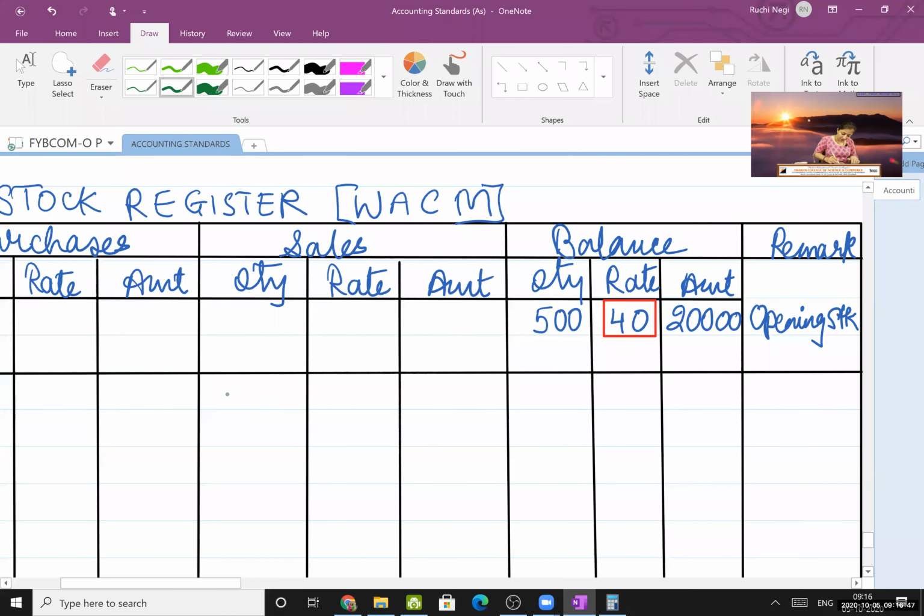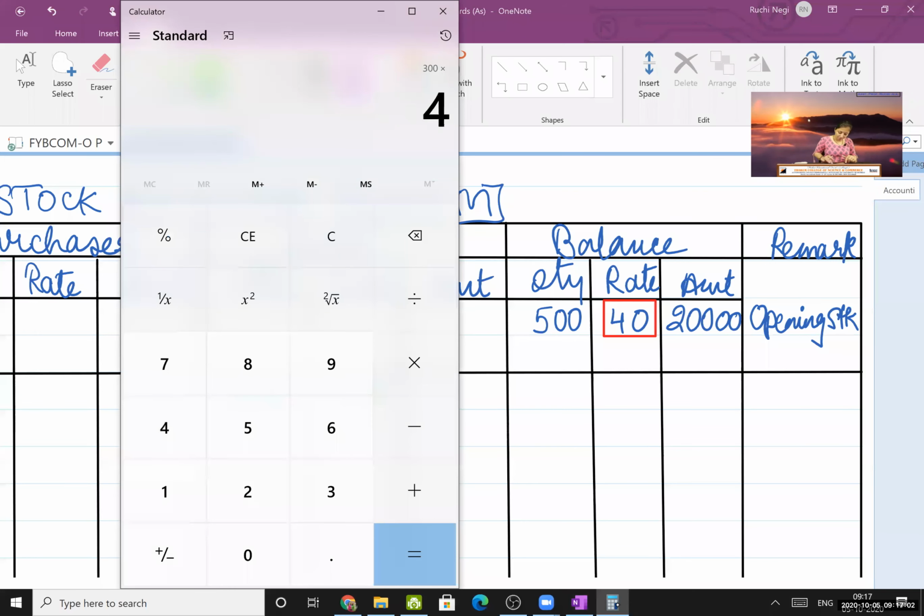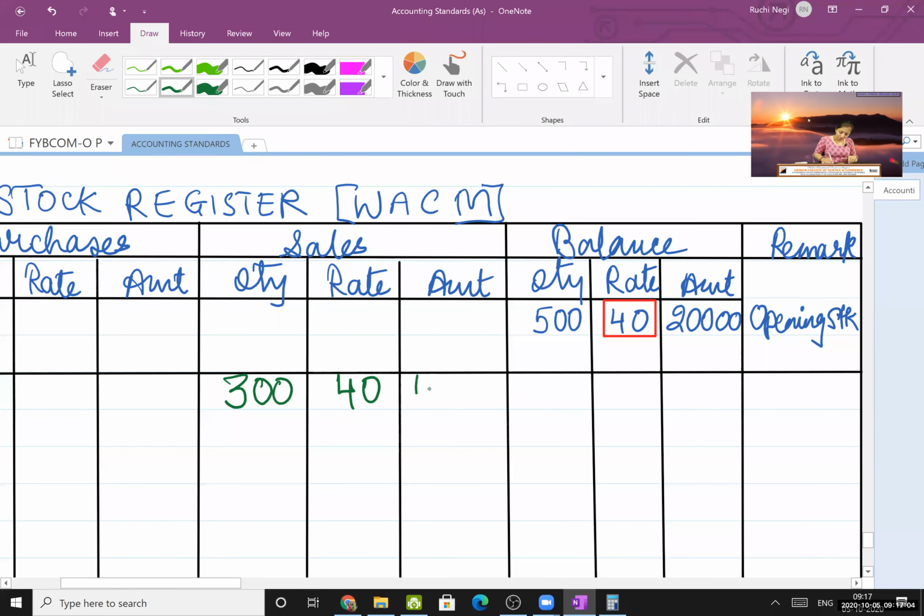Let's do one thing. I'll use this. 300 at 40, the weighted average rate. This is my weighted average cost. So 300 into 40 makes it 12,000. So right here 12,000.